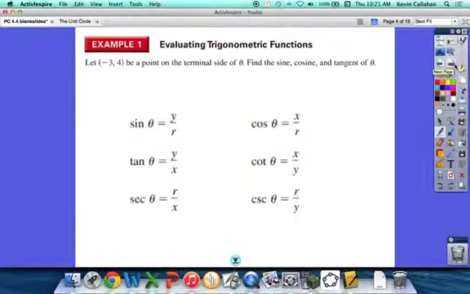So for example, this is the first example. It says, if the point is -3, 4, find the 6 trig functions. Actually it just says find sine, cosine, tangent, but we'll find them all. What do we need first? The radius, we need to know the r. So first step, r equals the square root of -3 squared plus 4 squared, which is the square root of 25, which is 5.